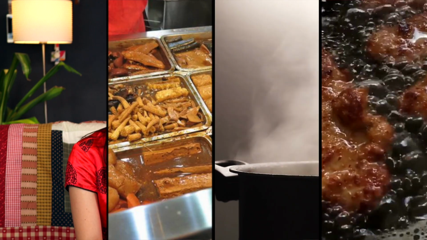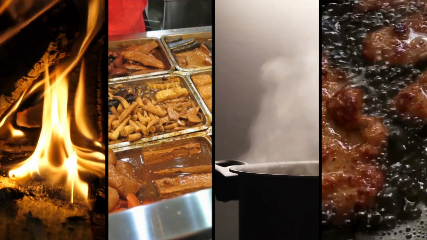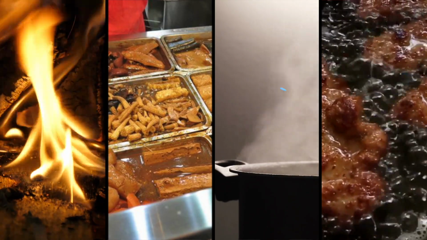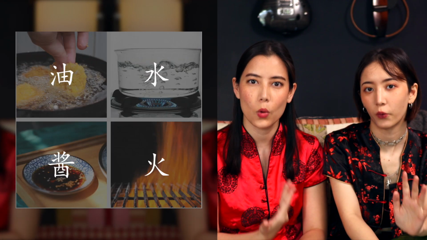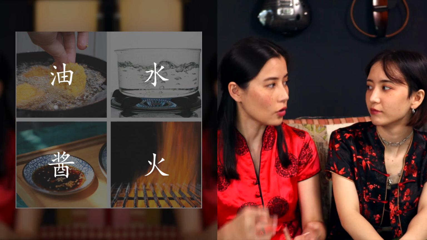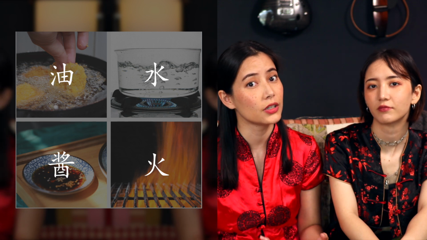Let's start with the 4 quadrants that we're going to use to divide the verbs. 油、水、酱、火. So anything that involves oil will be in the 油 section. Anything that has to do with boiling or with water will go in the 水 section. Anything that has to do with fire or baking will go in the 火 section. And finally, anything that has a lot of sauce involved, and we would consider this a technique of Chinese cooking, would go in the 酱 category.